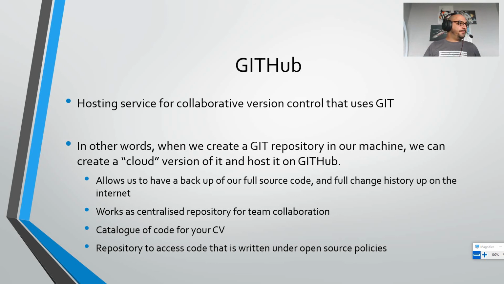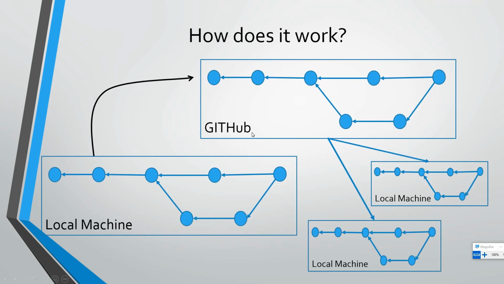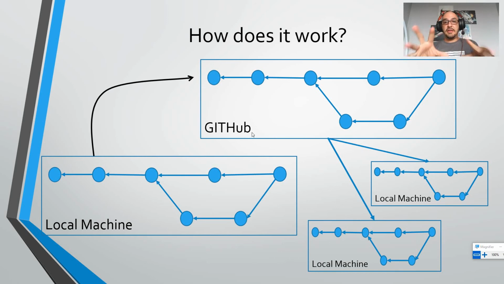Okay, so the next thing that we have to do is take a look at how GitHub works from a graphic point of view. You have whatever repository you have on your local machine, and you can push that to GitHub. And once it is in GitHub, you can pull that from different local machines. So GitHub is like a central repository for Git repositories. It's like a catalog of Git repositories.